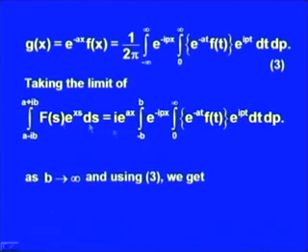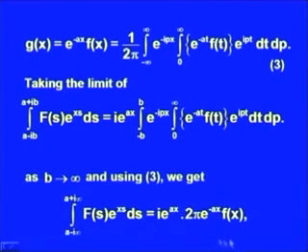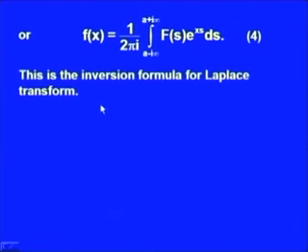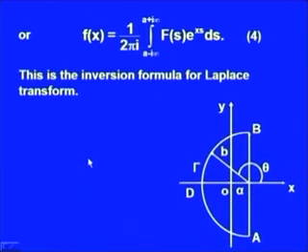So, that is as b tends to infinity, and using the equation 3 we get integral over a minus I infinity to a plus I infinity f s e to the power x s d s as I e to the power I a x into 2 pi e to the power minus a x into f x, or we get f x equal to 1 over 2 pi I integral over a minus I infinity to a plus I infinity f s e to the power x s d s. This is the inversion formula for the Laplace transform.